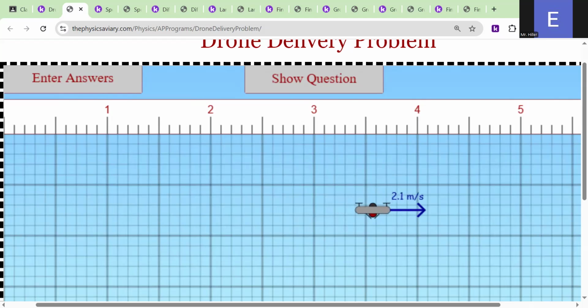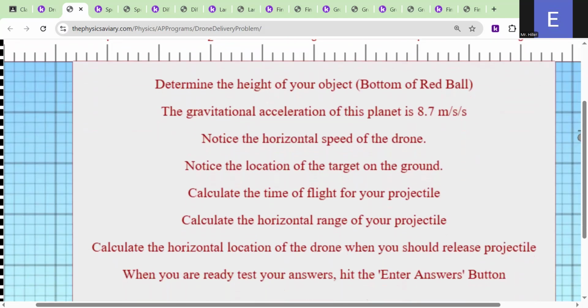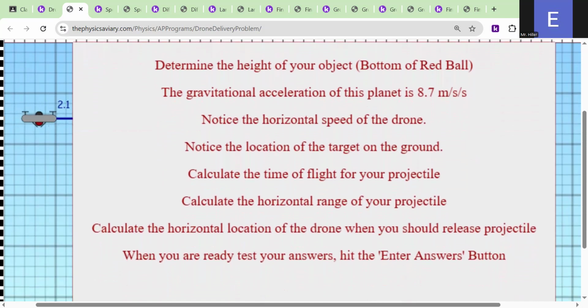Now, if you click on where it says show question at the top, it's going to tell you to determine the height of your object, the bottom of the red ball. The gravitational acceleration on your planet, it's going to give you a value. Please don't assume negative 9.8 if it tells you. If it doesn't tell you anything, we'll use negative 9.8. But on this planet, we're going to use whatever they give you. So in my case, it's negative 8.7.